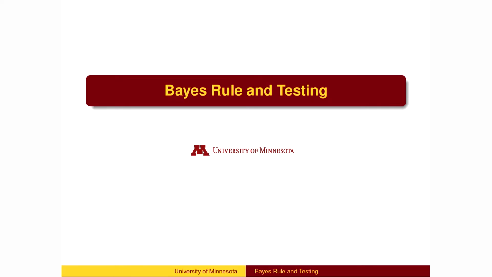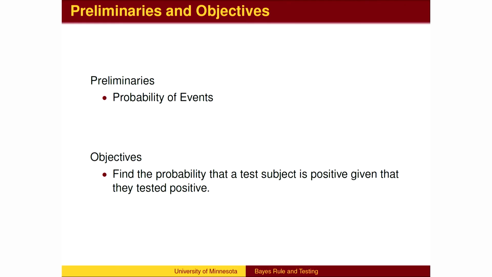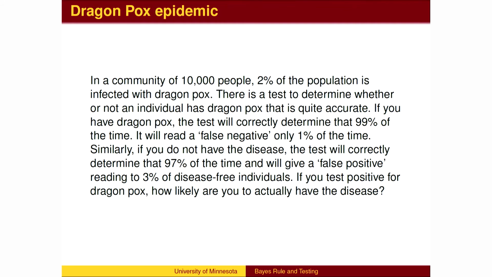Bayes' rule and testing. You should be familiar with finding the probability of events in a variety of ways. In this lesson, we will find the probability that a test subject is infected with a certain disease, given that they tested positive. Here is the standard problem.